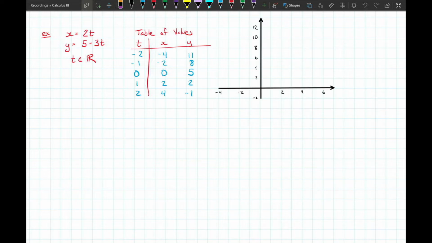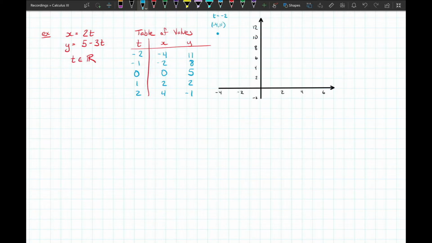And I've tried to make some axes here that will allow us to plot those values. Starting with the lowest value of t in our table of values, -2. That gives us the point -4, 11. So we'll put that as a point here, and we can label that in Cartesian coordinates, but we can also label that as the value of the parameter at that point.